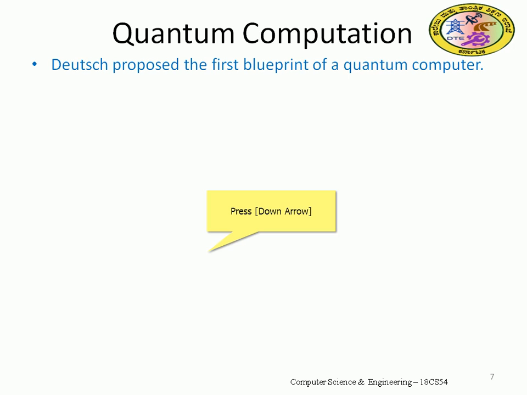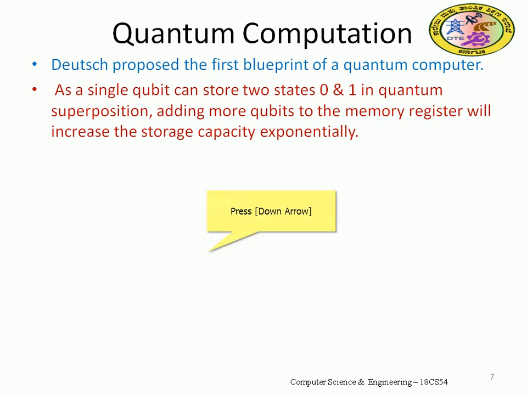Computation. David Deutsch proposed the first blueprint of a quantum computer. A single qubit can store states 0 and 1 in quantum superposition.